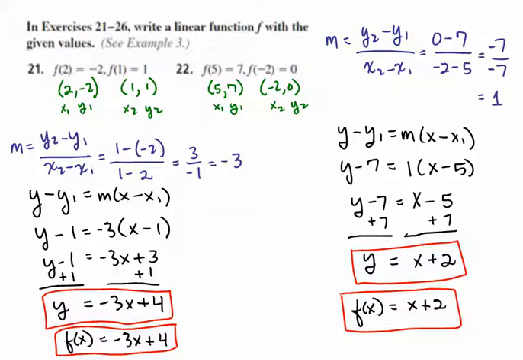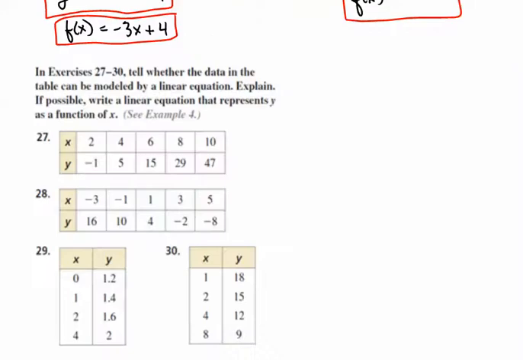We'll scroll down and do some of the other types. Okay, so in exercises 27 through 30, we need to tell whether the data in the table can be modeled by a linear equation and explain. So there are 2 possible explanations.